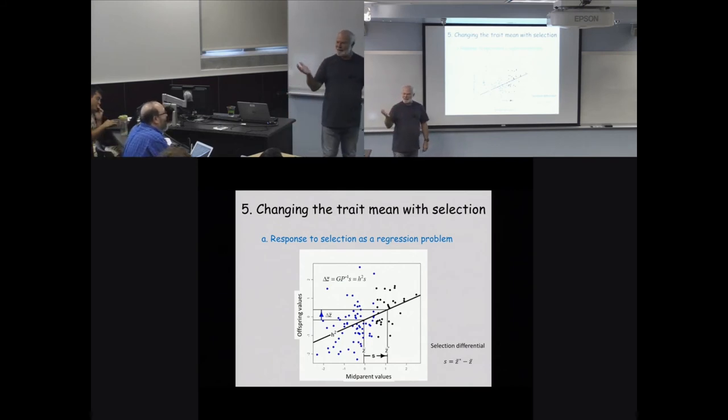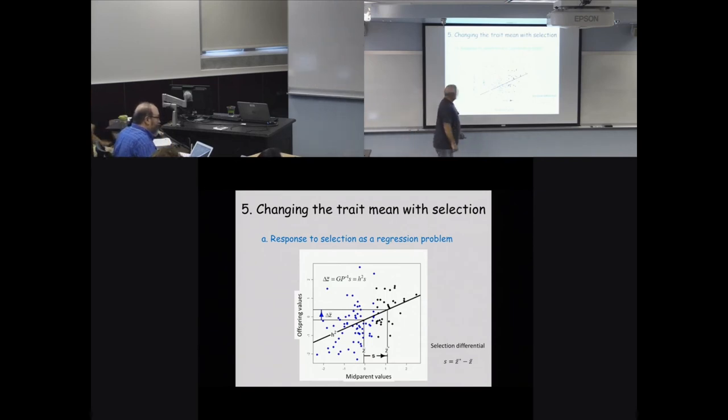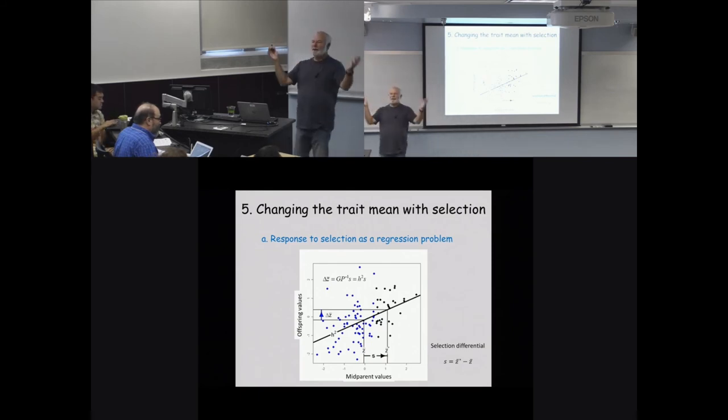This is the beauty of being theoreticians, right? Why? Because we say so. And it might involve some assumptions, but okay. So this is what we call the deterministic response to selection. It's what we expect in a population of large size, for example.